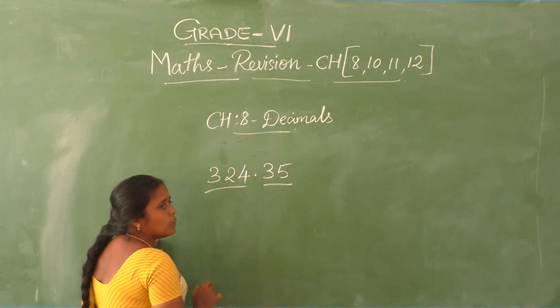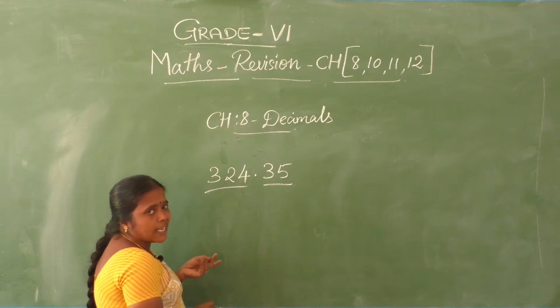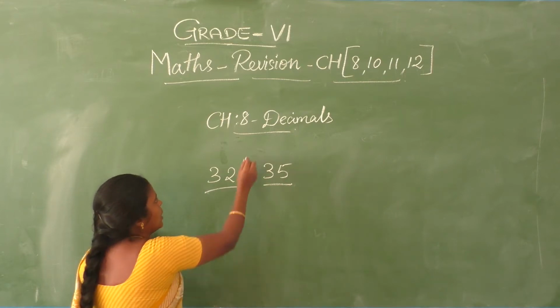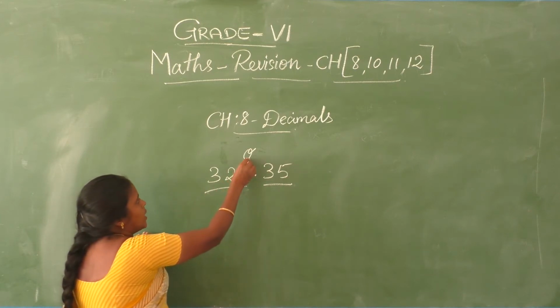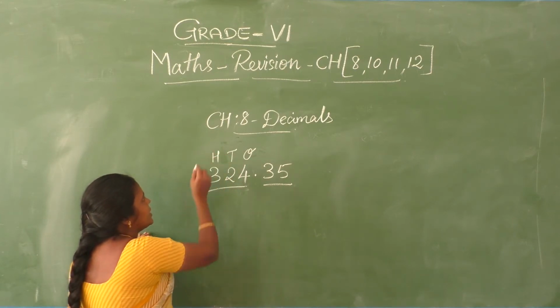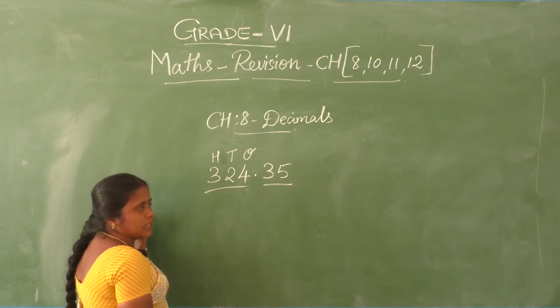Place values in the whole number system, what are those? You know well: ones, tens, hundreds, thousands, like that. Okay, so it starts from right to left in the whole number part. Ones, tens, hundreds, and for bigger numbers 1000, 10,000, like that it follows.